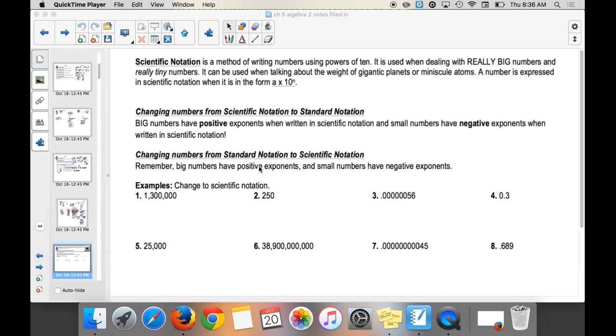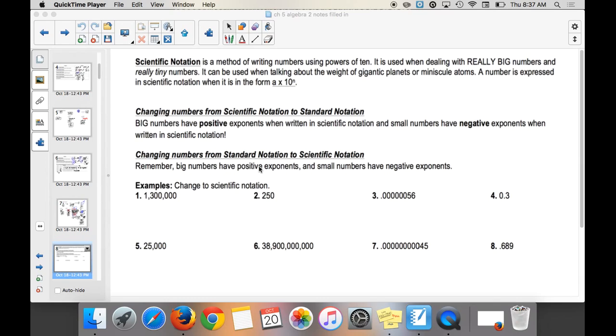So hopefully the idea of scientific notation is not new to you. You've seen this before. So scientific notation is a method of writing numbers using powers of 10. It's used when we deal with really, really big numbers and really, really tiny numbers. So if we're talking about the weight of a planet, or if we're talking about the weight of an atom, we would use scientific notation, okay? It also makes multiplying and dividing with really huge numbers and really small numbers very quick. So we do this a lot in science classes in particular.